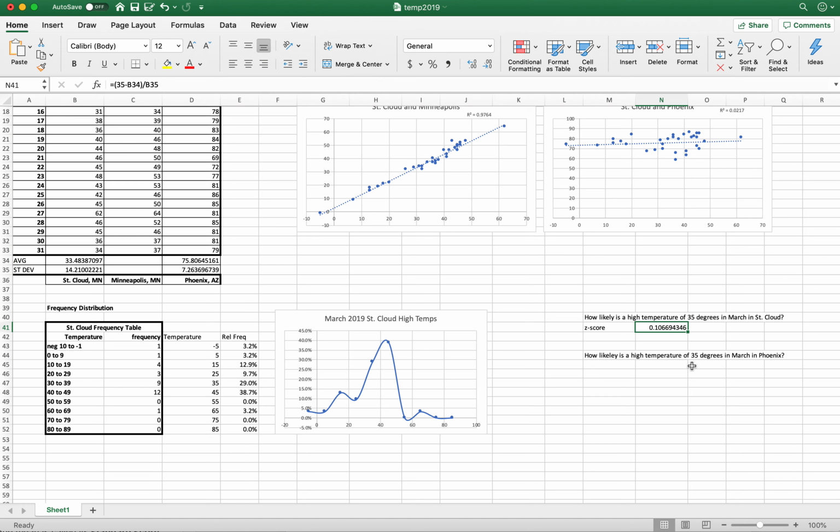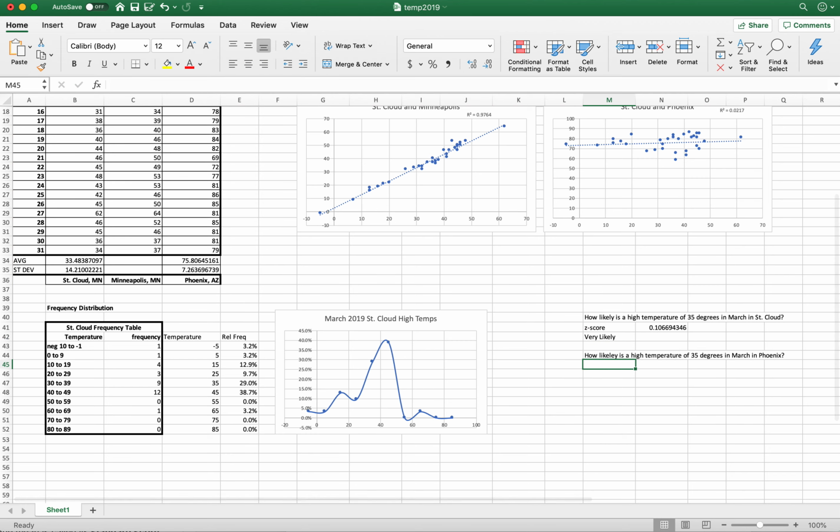So a high temperature of 35 degrees translates to a z-score of 0.107. And the way that z-scores work is that any z-score between -1 and +1 is very likely. Any z-score between -2 and +2 is quite likely. And as you get further away from 0, so less than -3 or greater than +3, then those values are increasingly less and less likely. So to answer our question here, because that z-score is between -1 and +1, we can say that a high temperature of 35 degrees in March in St. Cloud is very likely.